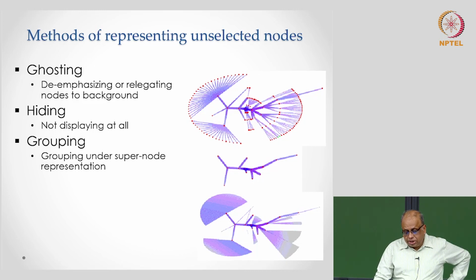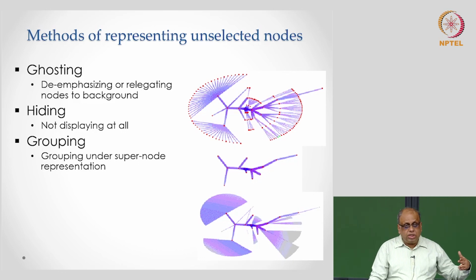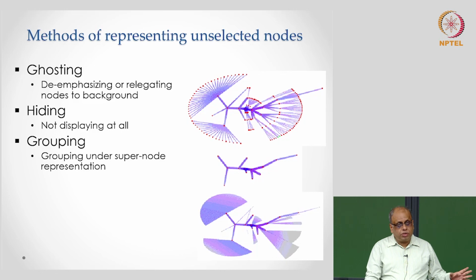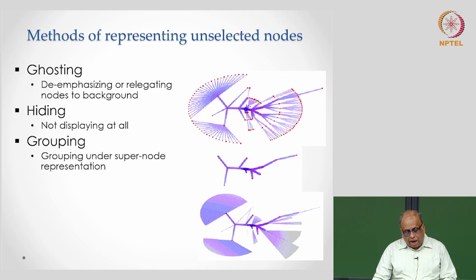There are various ways to represent unselected nodes. You can first do ghosting. So in ghosting, what you do is de-emphasize or relegate nodes to the background. Or maybe you can show the nodes in a very light gray color, okay? So you can of course hide the nodes totally. The nodes that have been filtered out, you can hide them totally, or you can do ghosting where you show them with a very light color. Or you can group them under some super node so that only that super node has all the unfiltered nodes. Okay, so that is one of the various ways of representing unselected nodes.